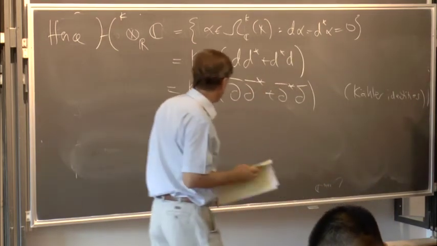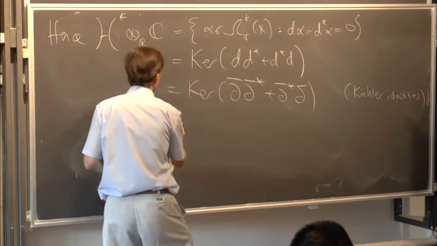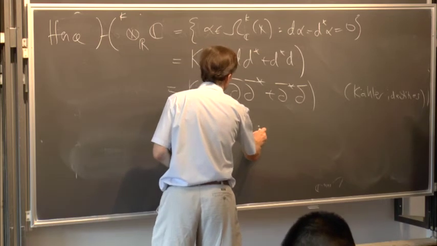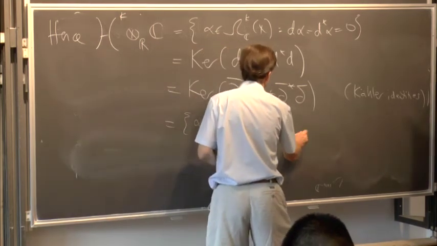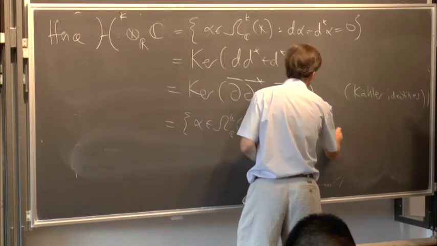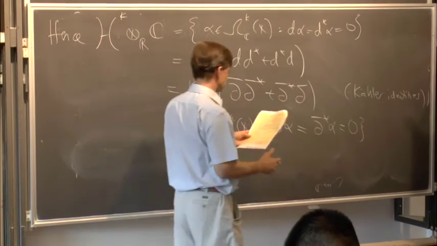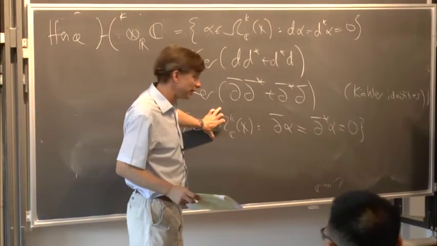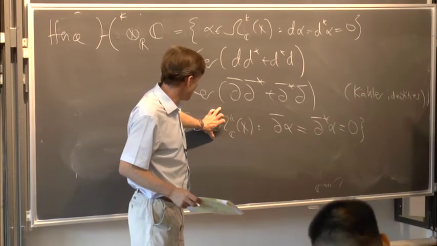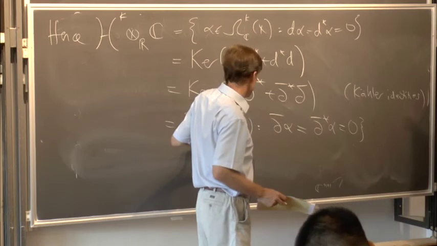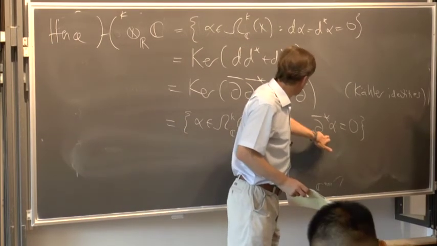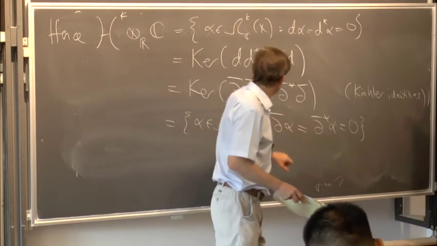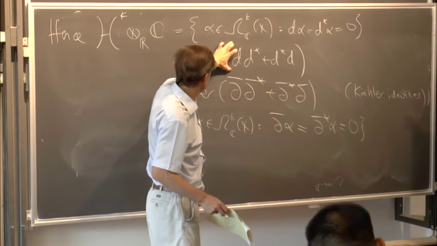because those two operators are the same up to the factor half. So this is now alpha in the complex k-forms on X for which d bar of alpha and d bar star of alpha are 0. And now the k-forms here are a direct sum of (p,q) forms. And if you think about it, for each (p,q) component of alpha, these equations don't mix the different (p,q) components of alpha, although the other equations do.